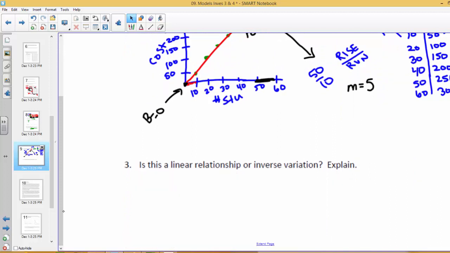So is the linear relationship inverse? And it's not. It's just a straight line. As x goes up, y is going up. So the opposite thing is not happening. That's probably good enough.